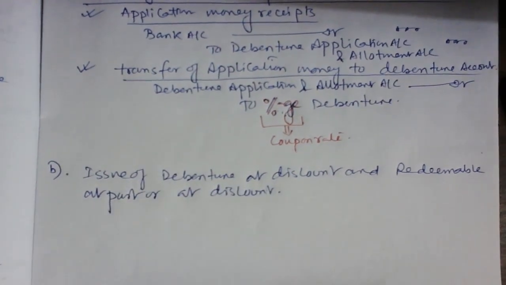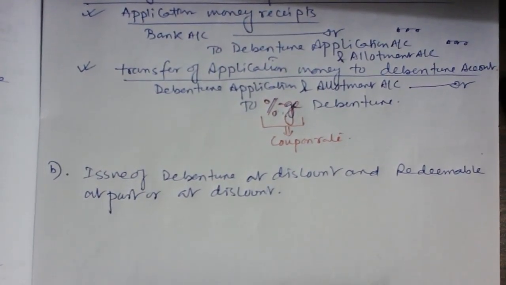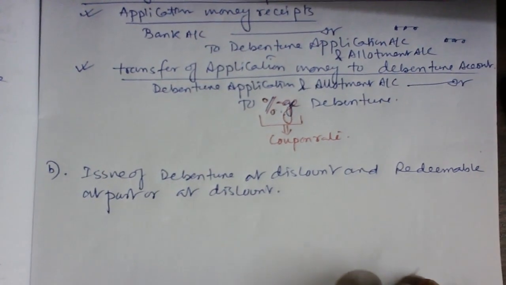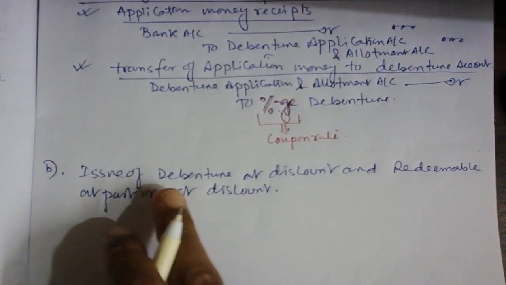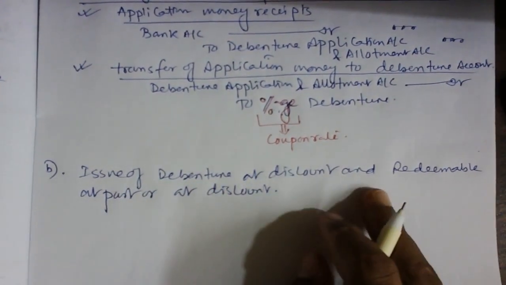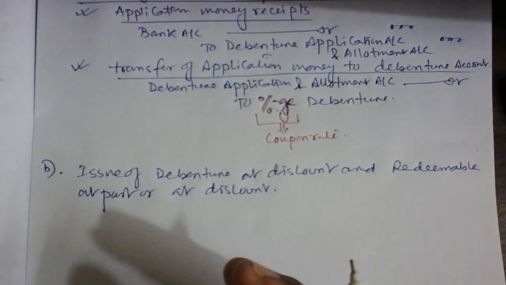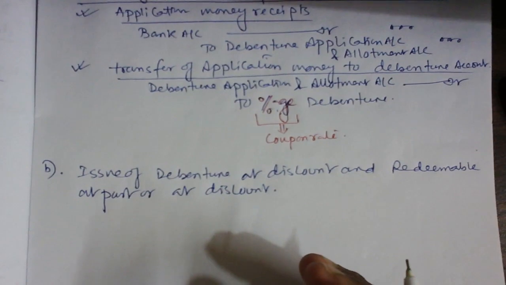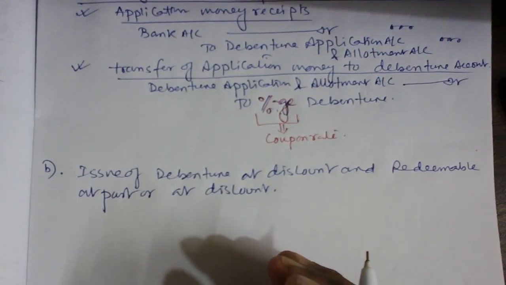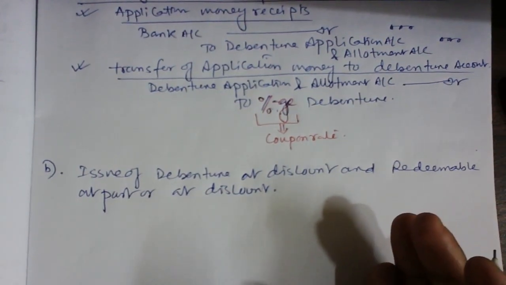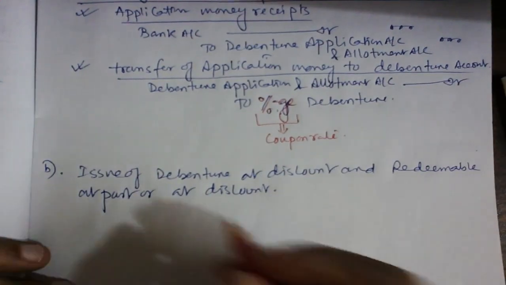So see guys, you have issued the debenture. First of all, you have issued the debenture at discount and also redeemable at par or at discount. So the redemption will be made either at par or at discount. First thing that is very important is that the debenture is issued at discount.